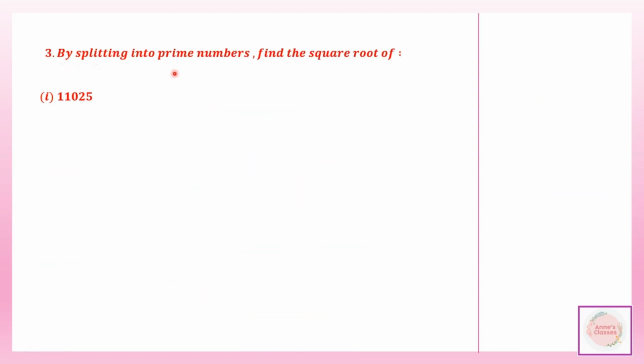Question 3. By splitting into prime numbers, find the square root of these numbers. The first one is 11,025. So we're going to find the square root. So let's put that symbol of square root, 11,025. And which method are we going to use? By finding the prime factors. So we're going to split it into the prime numbers.